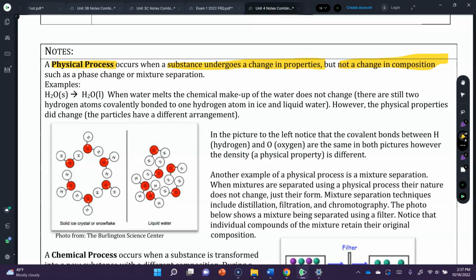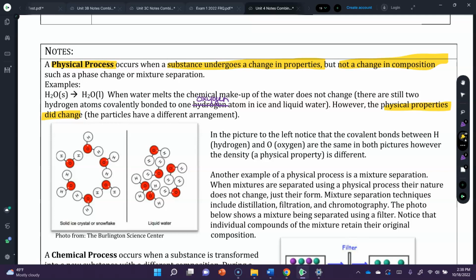There are still two hydrogen atoms covalently bonded to one oxygen atom in ice and in liquid water. However, the physical properties did change. The particles now have a different arrangement. They have a more irregular arrangement. They flow past each other instead of being in a rigid crystalline structure, so they have changed.